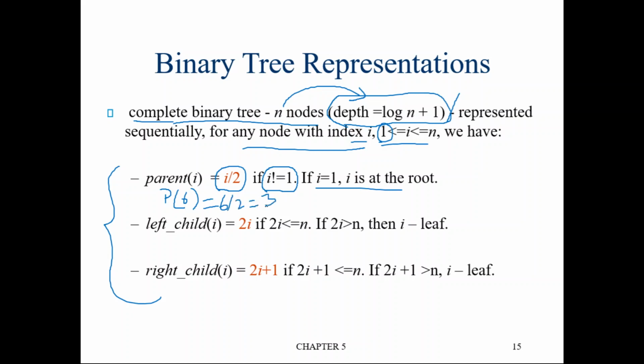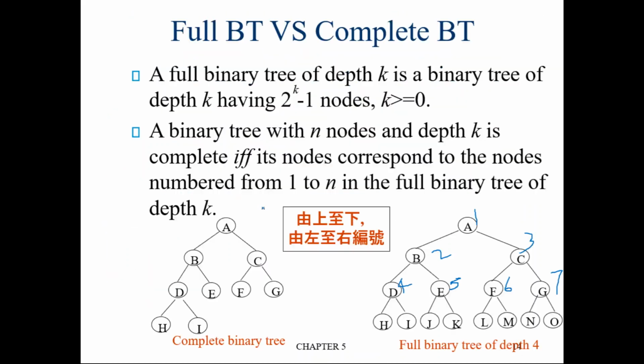This is the case if I is not equal to 1. If I is equal to 1, then I is the root node. The first case alone, I is the root. If I is equal to 1, then that is the root node, and it will not have any parent.